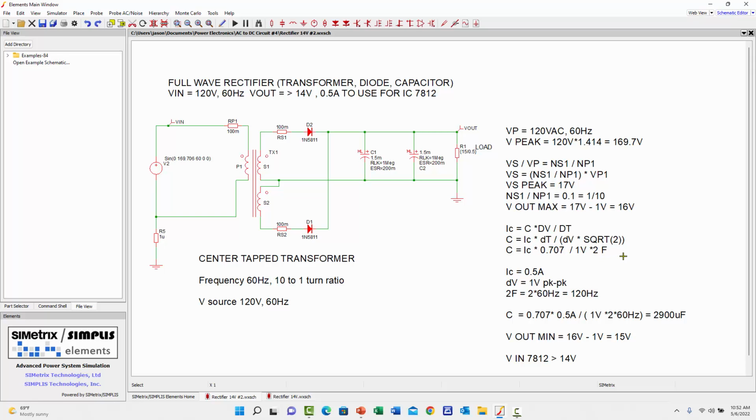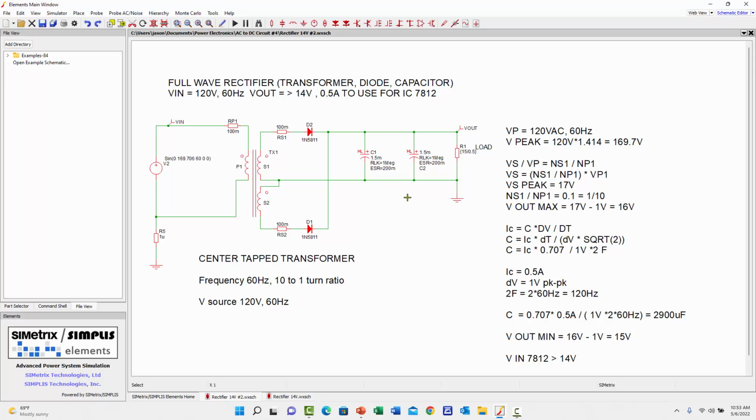So finally, I will have an equation where the capacitor is equal to the load current times 0.707. I'm converting the 1.414, bringing it to the top, and the whole thing is divided by the ripple voltage, which is 1 volt, multiplied by 2 and then the frequency f. With that I will get 2900 microfarad. So in my model I'm using two 1500 microfarad caps.